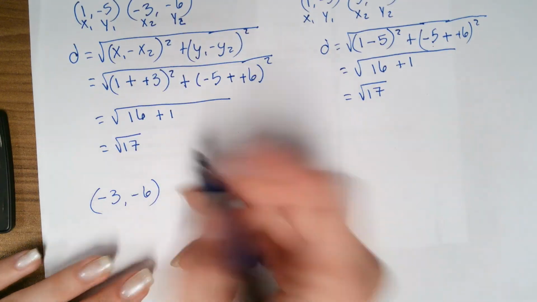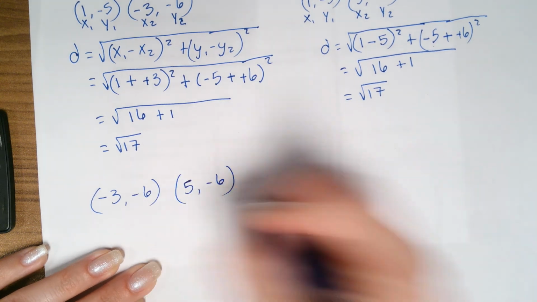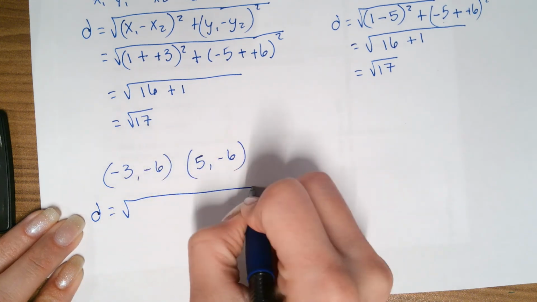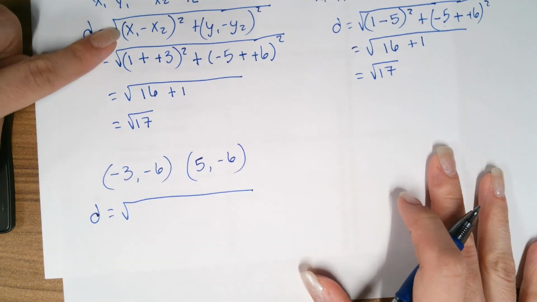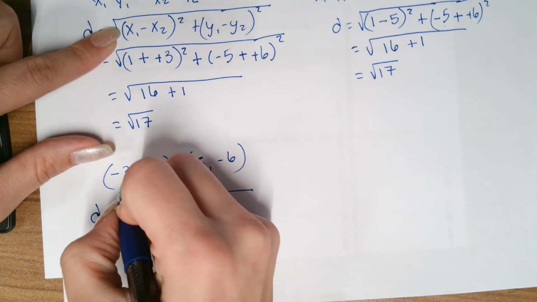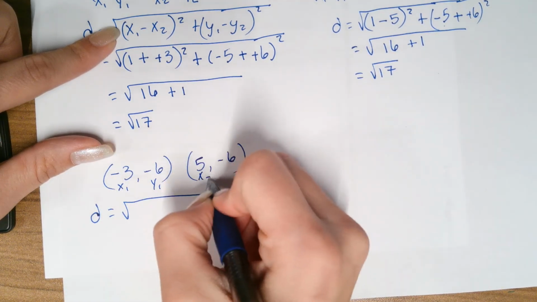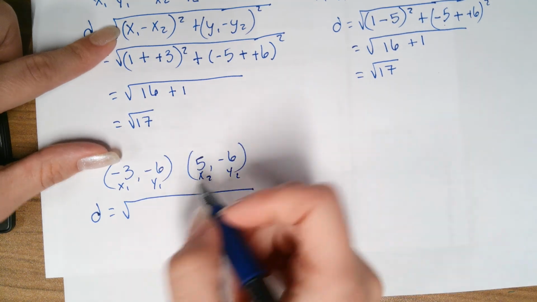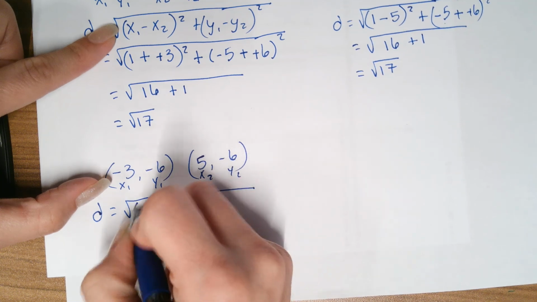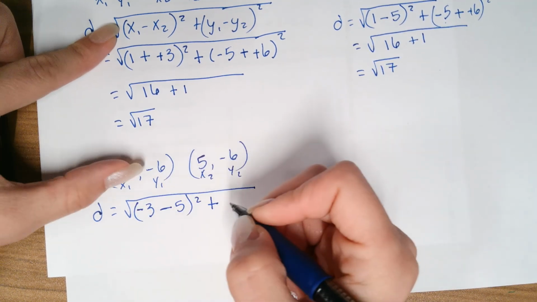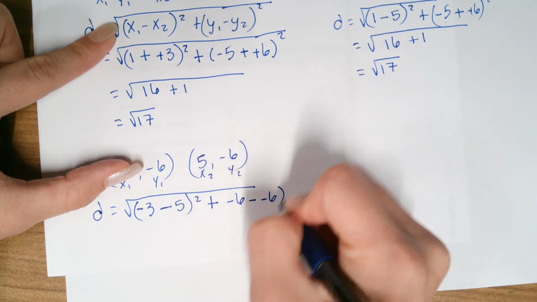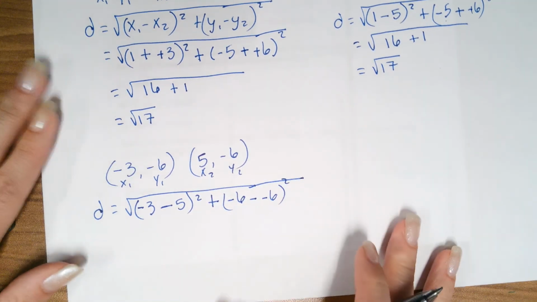Let me scoot that up there where you can see it. 5, -6. And same thing, just the distance formula. So distance equals the square root of x1 minus x2 squared plus y1 minus y2 squared. Again, I'm going to label x1, y1, x2, y2, so I know where to put them. So x1, -3 minus x2, 5, squared, plus y1, -6 minus y2, -6, squared.